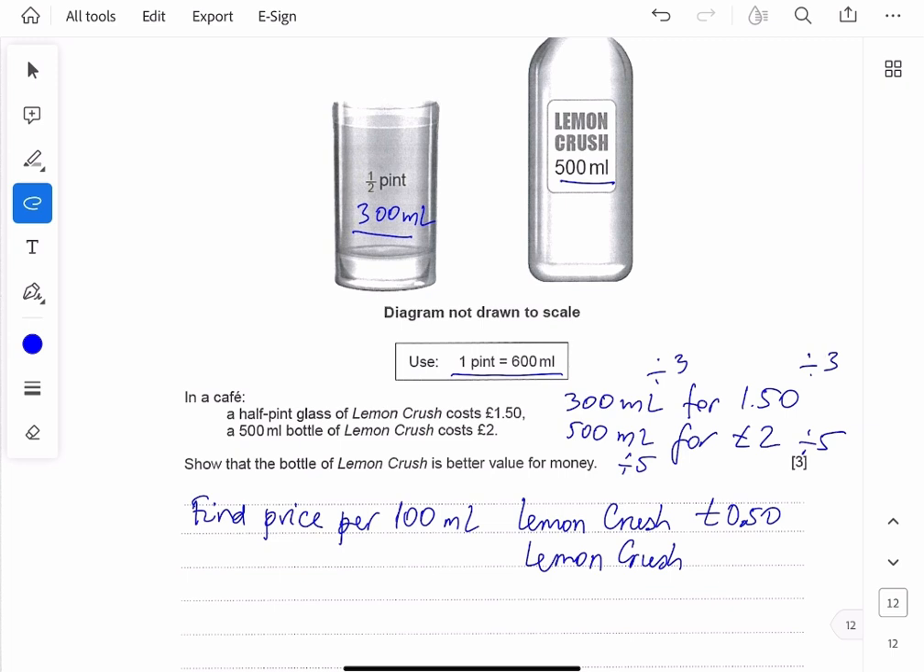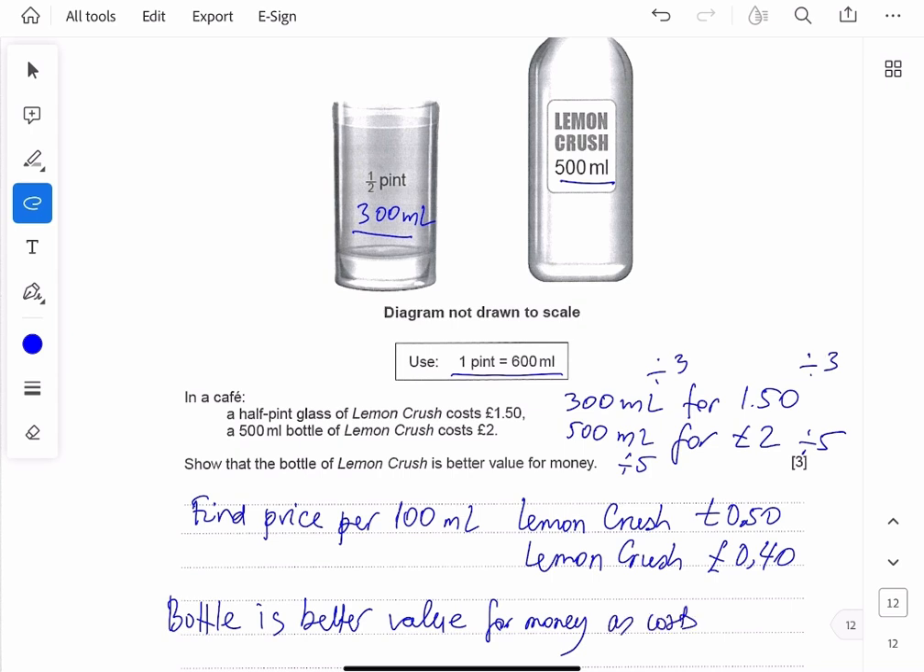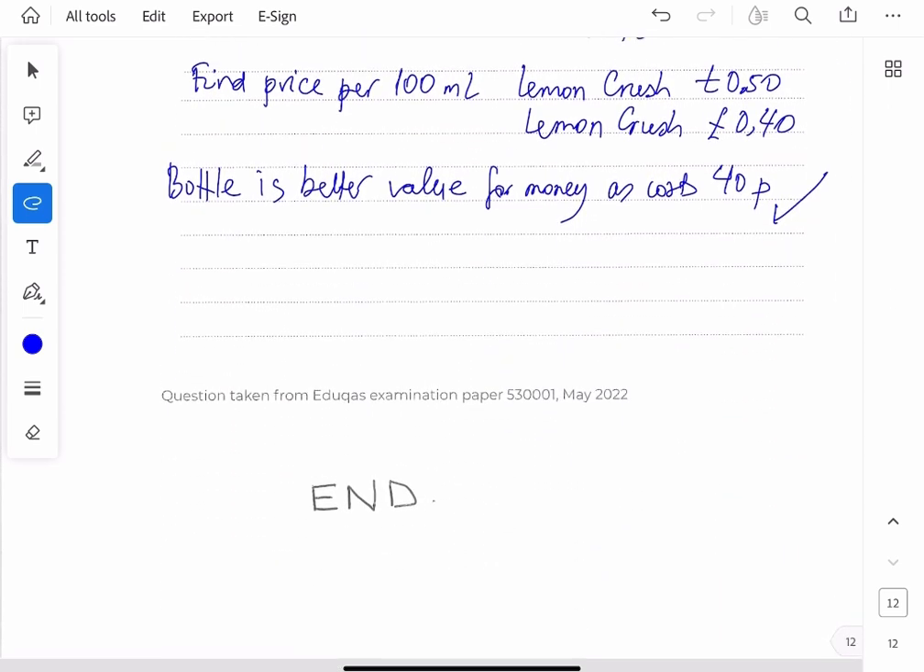So £2 divided by 5, 200, change it into pence. 200 divided by 5 will give you 40p. So you can see now clearly that the bottle is a better value for money, because that costs you 40p per 100 mils. So always compare per the same weight. You could have compared for different weight, maybe for 1,500, because 300 and 500 can be scaled up to 1,500 mils each.